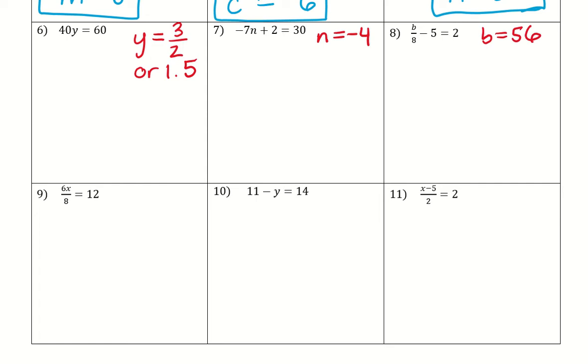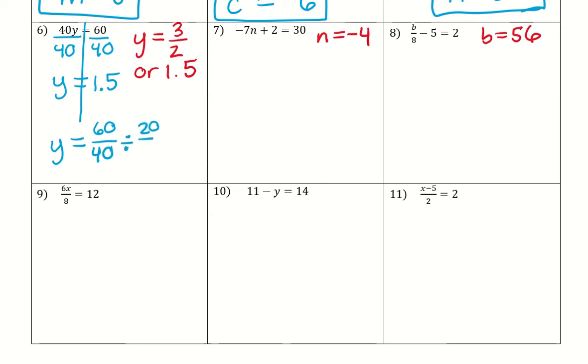So for number 6, I see 40 times y equals 60. So I divide both sides by 40. And I'm left with y equals, I could divide 60 over 40 and get 1.5. Or I could simplify my fraction by dividing top and bottom by 20. So if I divide by 20 over 20, I would get 3 over 2. So either one of those answers would be acceptable.